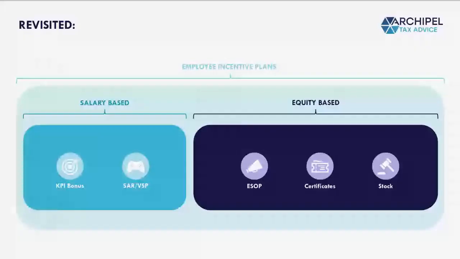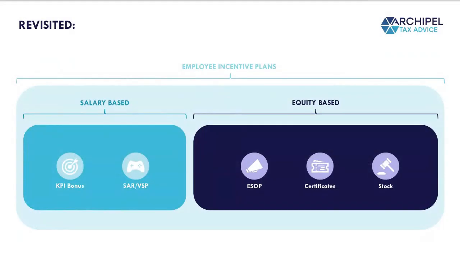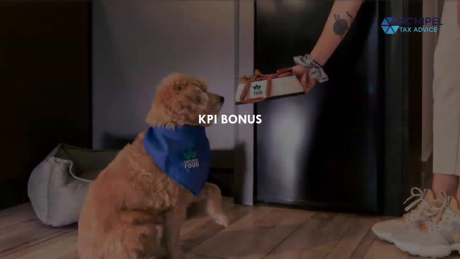So if we revisit that, employee incentive plans, you see how I keep the color coding aligned. Box 1, blue. Box 2 and 3, dark blue. Look, same thing here. Additional bonus pay, KPI bonus, or stock appreciation rights / virtual stock, equity-based plans, ESOP or certificates or shares. So let's zoom in on this, just so when we dive into the pie charts that you have a clear visual. Here's my visual for a KPI bonus.